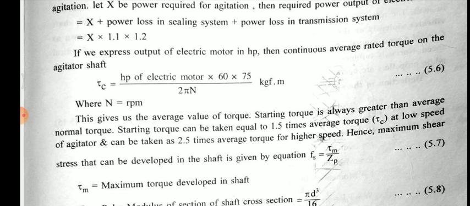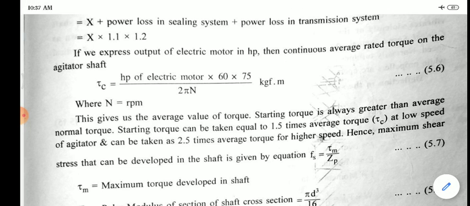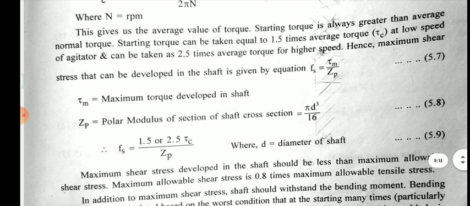Okay, so the maximum shear stress that can be developed in the shaft is given by the equation fs equal to tau m upon Zp, where tau m is the maximum torque developed in the shaft. Zp is the polar modulus of section of the shaft cross section, equal to pi d cube by 16. And fs is equal to 1.5 or 2.5 times tc divided by Zp, where d is the diameter of the shaft.